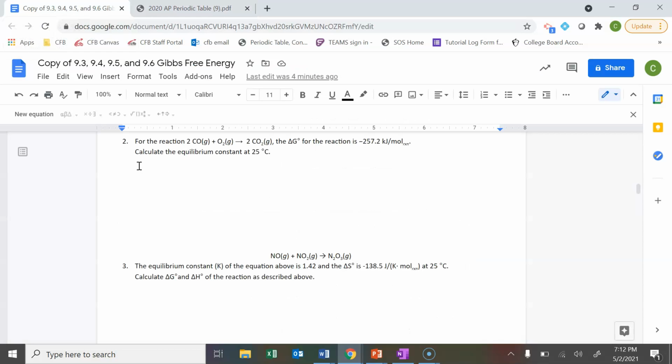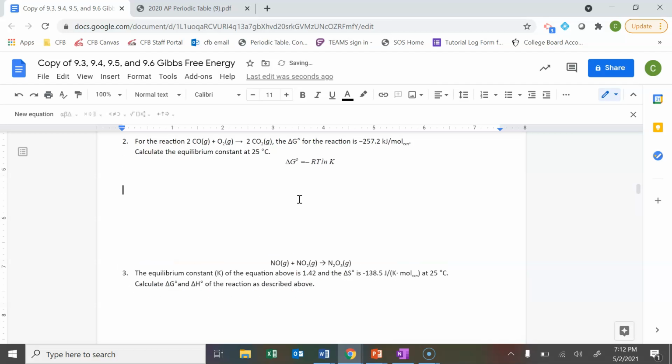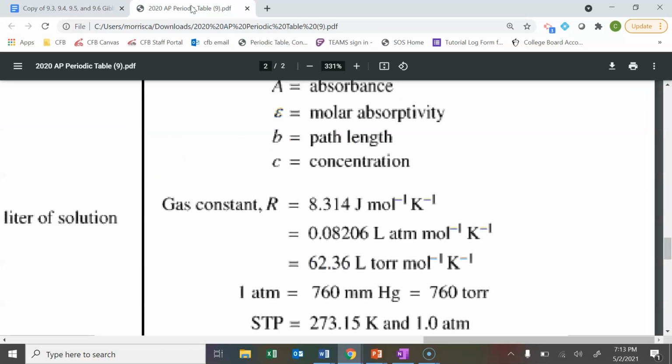So let's go ahead and set up that equation first, and I've just copied it and pasted it right there. Delta G equals negative RT ln K. We're going to need a few different values. Delta G is given to us. That's negative 257.2, and it's set equal to negative R, which we just looked up. It's 8.314 joules per mole Kelvin.